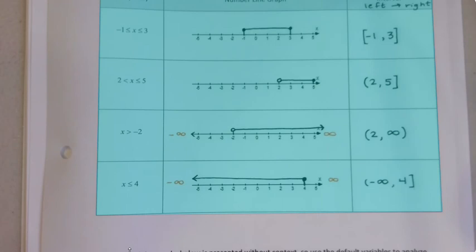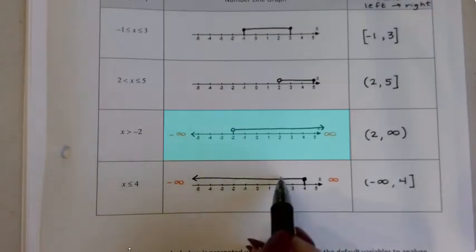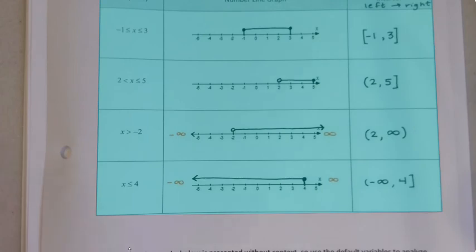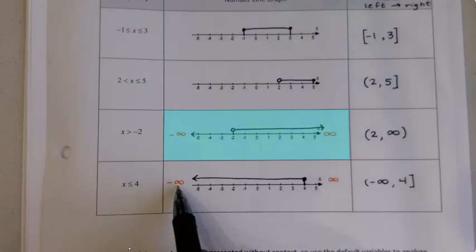This is the one that is most tempting to write incorrectly. Because the arrow goes in that direction, people like to write that as 4, -infinity, but that is actually not correct. Ignore the direction of the arrow. You always read intervals from left to right.